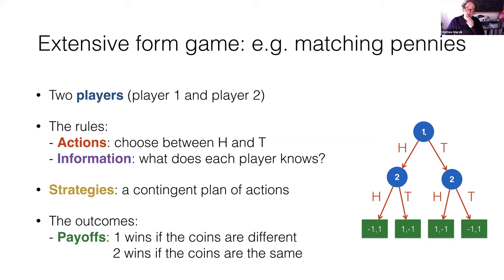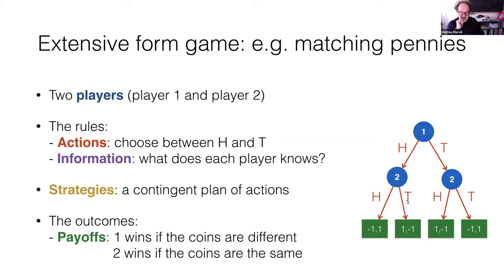So here is player one, he has to choose whether his coin will be head or tail. And then depending on this, it's time for player two to decide whether this coin will be head or tail. And then depending on this, each of them will receive a payoff. And here, this is the payoff of player one, which is minus one because the two coins are the same. And this is the payoff of player two, okay? So this is the way in which you can represent any game. Of course, you can also represent chess in this way, but you will have a very, very complex graph, okay?